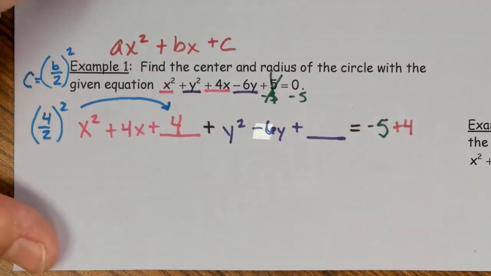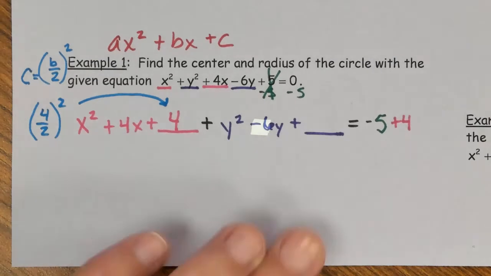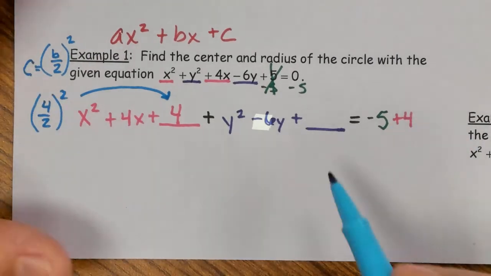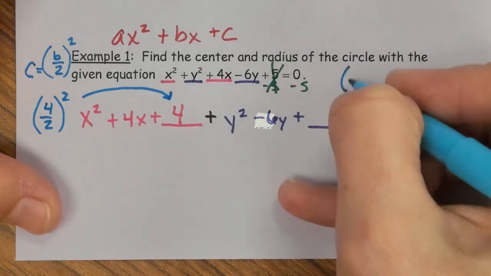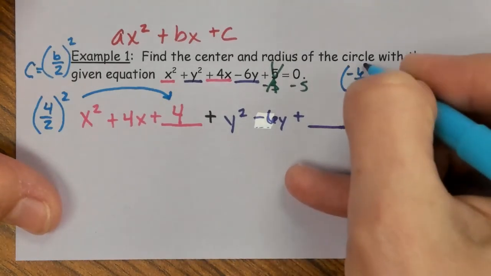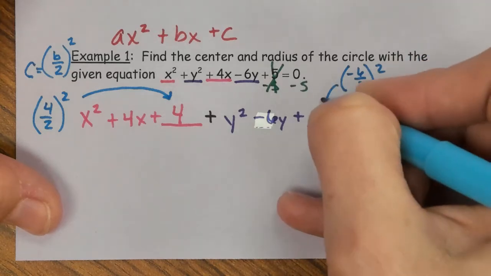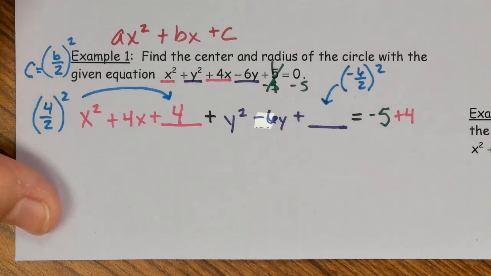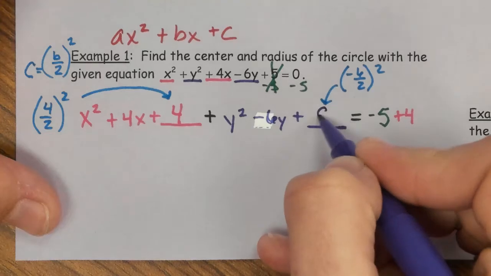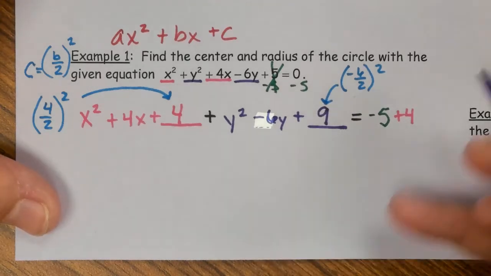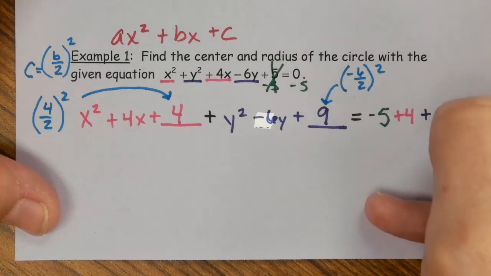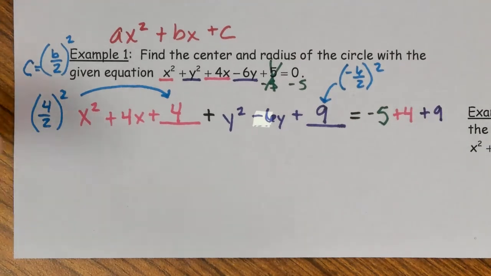Then we'll take a look at the y, and we see here that our b is negative 6. So here I'm going to do negative 6 over 2, all squared. When we do that, we are going to come up with 9. And again, I've unbalanced myself. I've added a 9 on the left. I need to come over here immediately and add that 9 to the right.